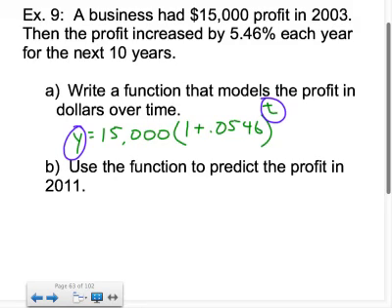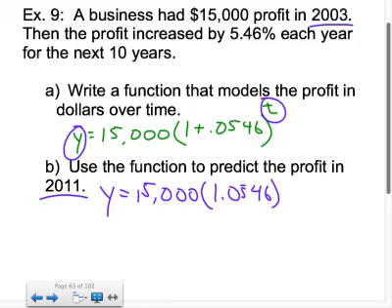And so part B says use the function to predict the profit in 2011. Well, we invested it in 2003, so from 2003 to 2011, that's 8 years. So that tells us take your function, and for time, we know we want to plug in 8 years. And so at that point, let's just plug it in. 15,000 times 1.056 raised to the 8th power. And so you end up with $22,950.57.